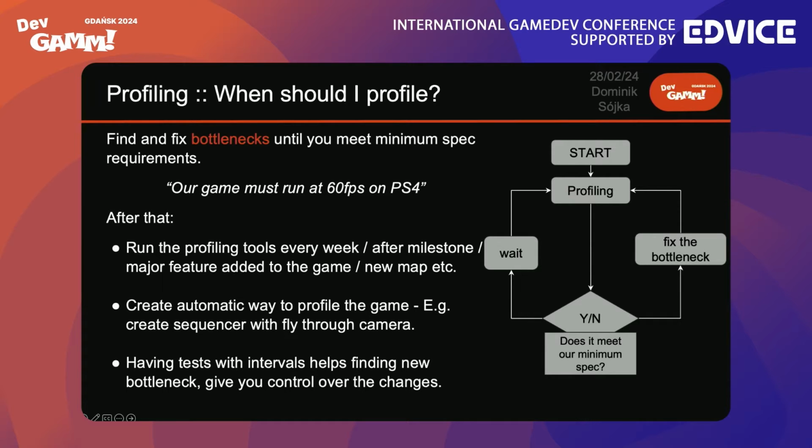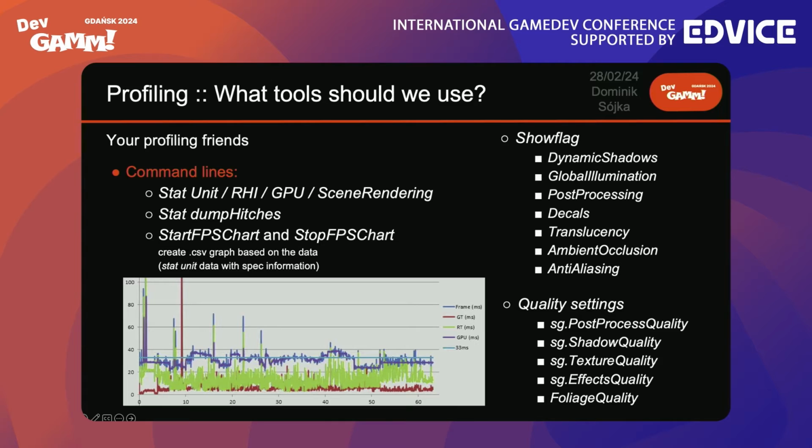The other cool way is to create an automatic way to profile the game. For example, you can create a sequence that is going to walk through the entire level and collect all the data into the traces, and then you could compare those data week by week, and you have control over all the changes in your project.